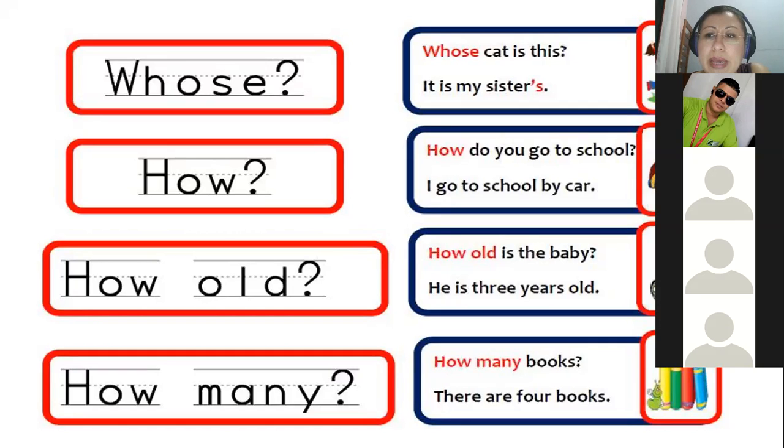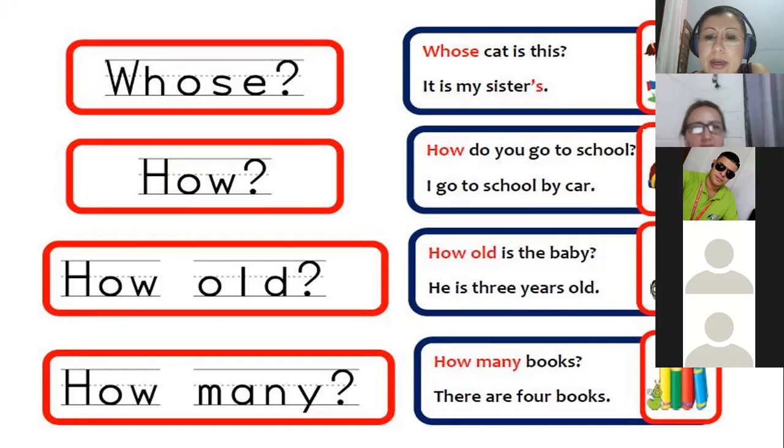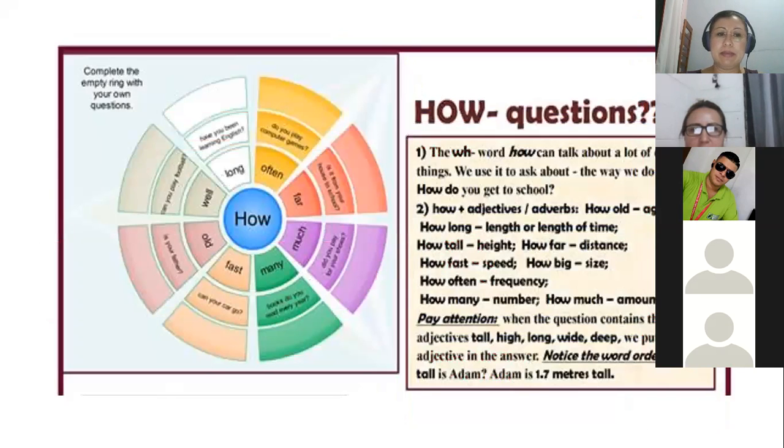Years old. How many? How many books? There are four books. Okay, very good.